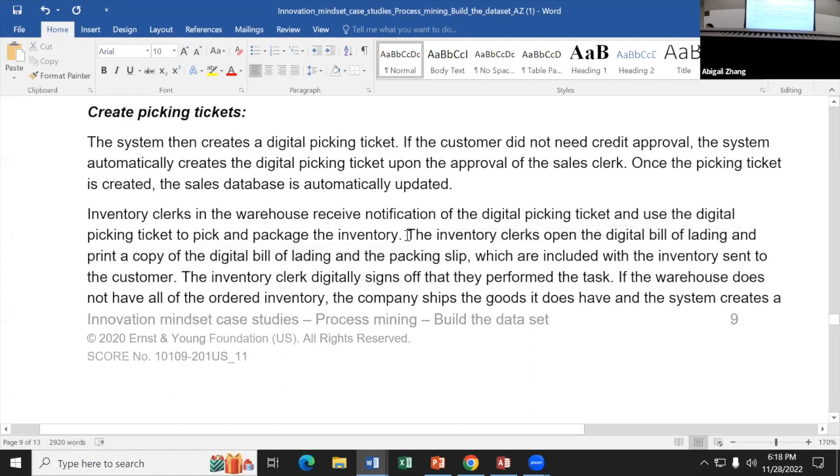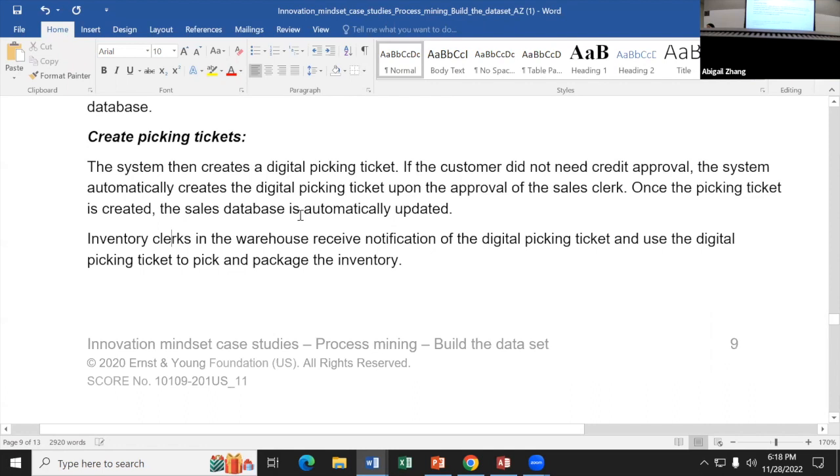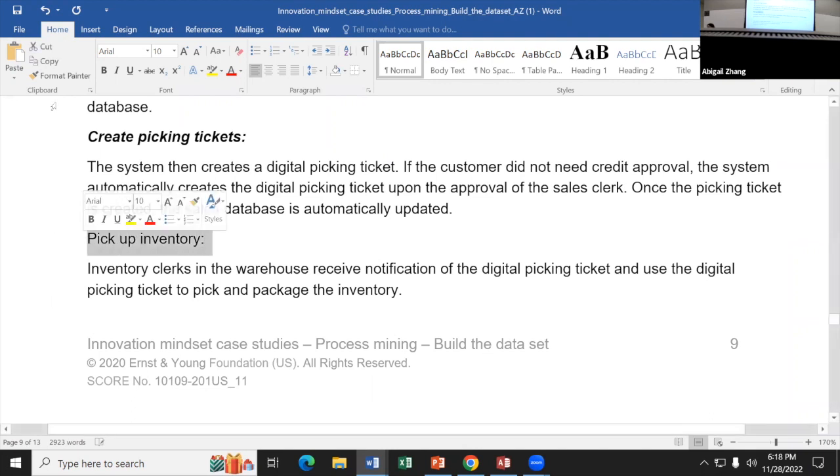So let me see, how can we classify those? Let's say here we have two activities, right? If we want to be more specific, let's say for the sentence where the inventory clerk goes and picks up the inventory, we can just use, let's say, pick up inventory. I'm just summarizing this activity here.